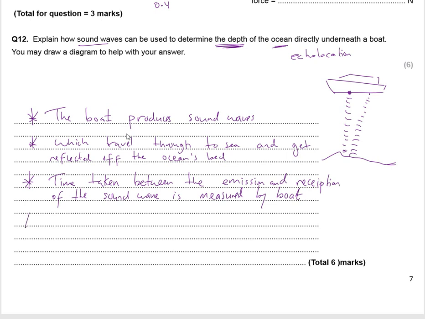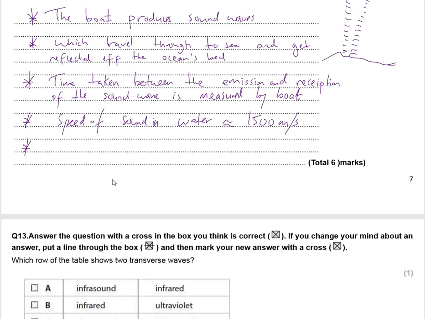Now the speed of sound in water, we know this. The speed of sound in water is about 1500 meters per second. So therefore, what we can do is distance is equal to speed multiplied by time, divided by 2. Now we're dividing it by 2.